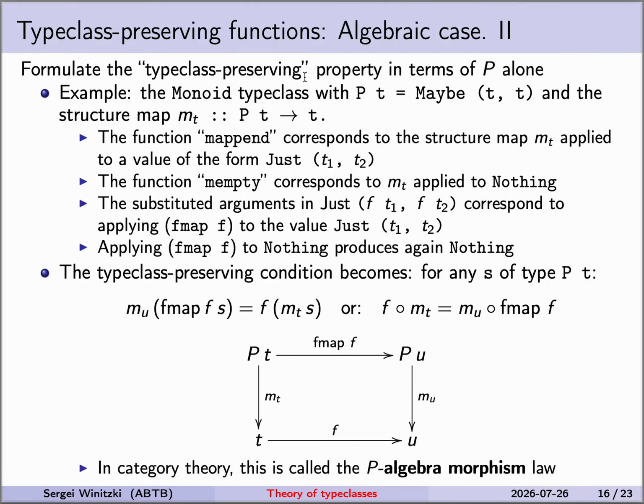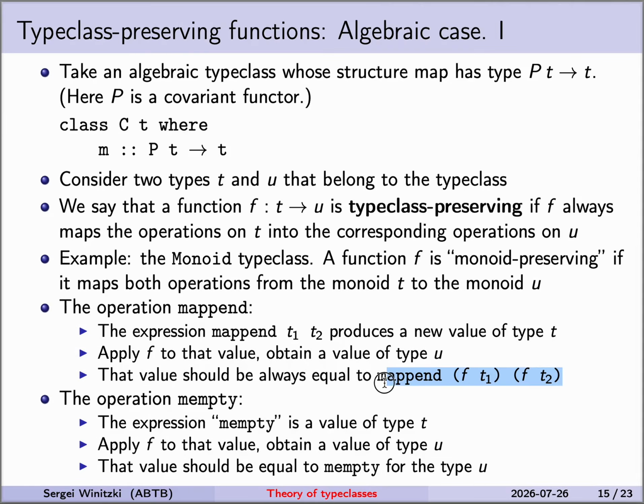So let's formulate this property in terms of the functor p alone, rather than talking about operations of specific type classes. So how can we do that? Let's look at the monoid again. Pt has this form. The structure map of a monoid has this type. And the function mappend corresponds to this function f applied to a value of this form, just t1, t2. And then function mempty corresponds to mt applied to the nothing as a value of this type. And the substituted arguments, just ft1, ft2, needs to be substituted like this if you want to look at this value.